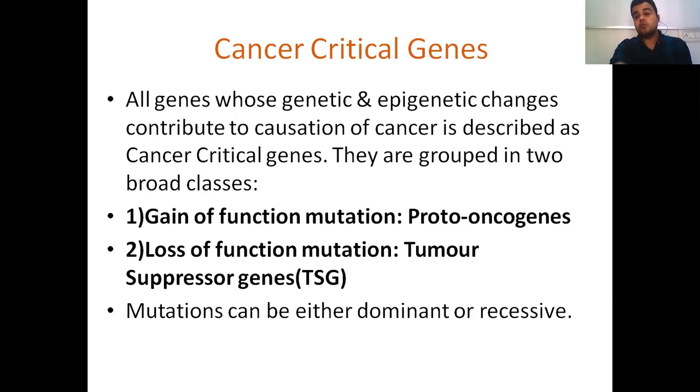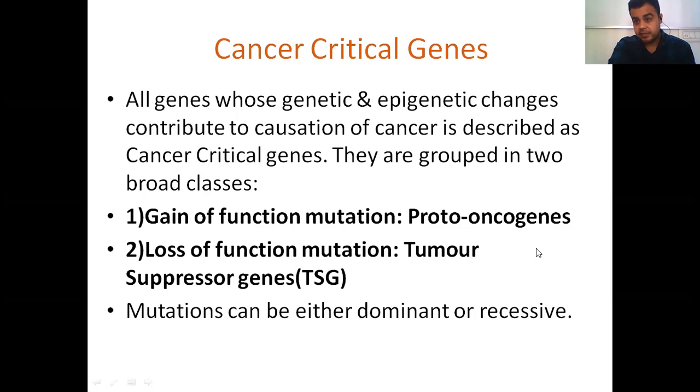Proto-oncogenes are those genes which are present in all of us, which have the potential to mutate and can cause cancer. But usually in normal circumstances, they do not mutate. But if there is some sort of mutation, a gain of function mutation, it explains that a function is added or gained. Then it leads to the proto-oncogene. Loss of function means the function is lost. There is some loss in the role.